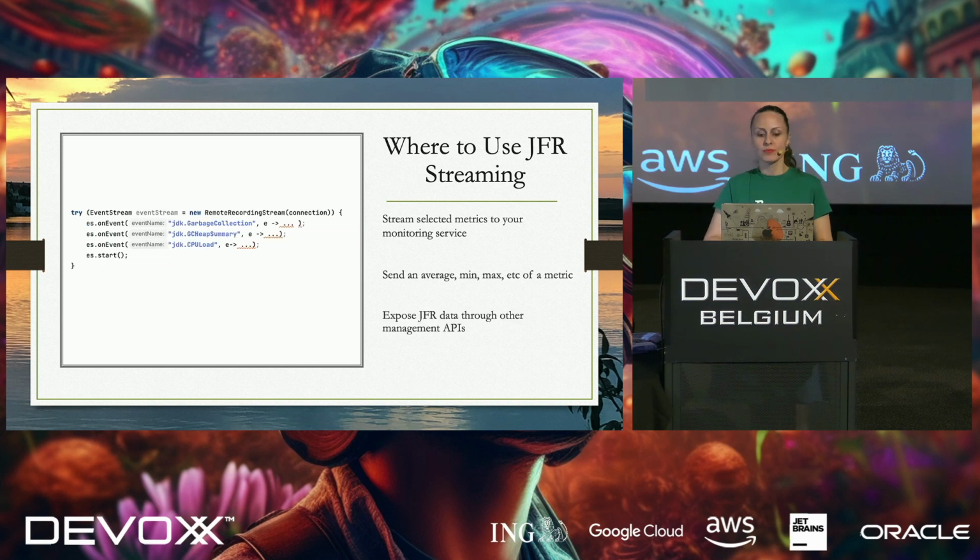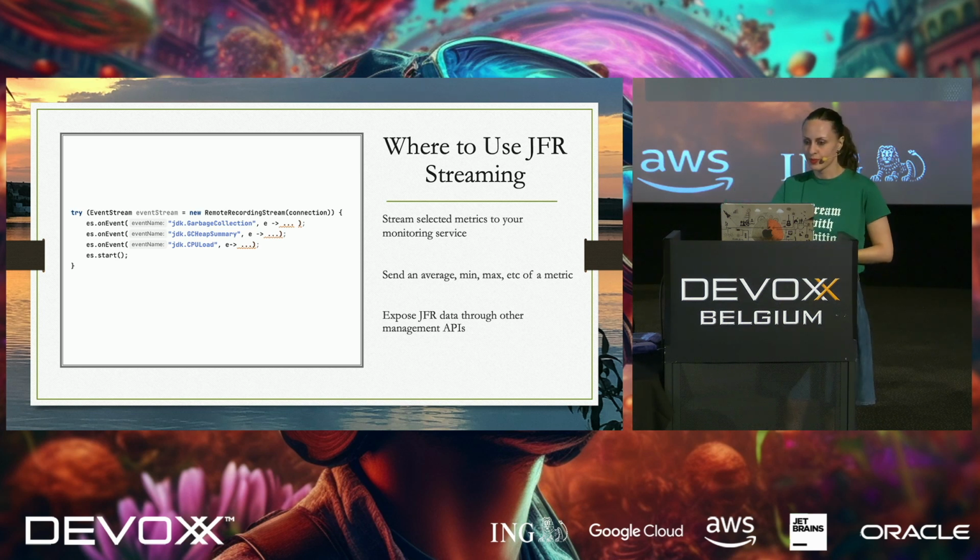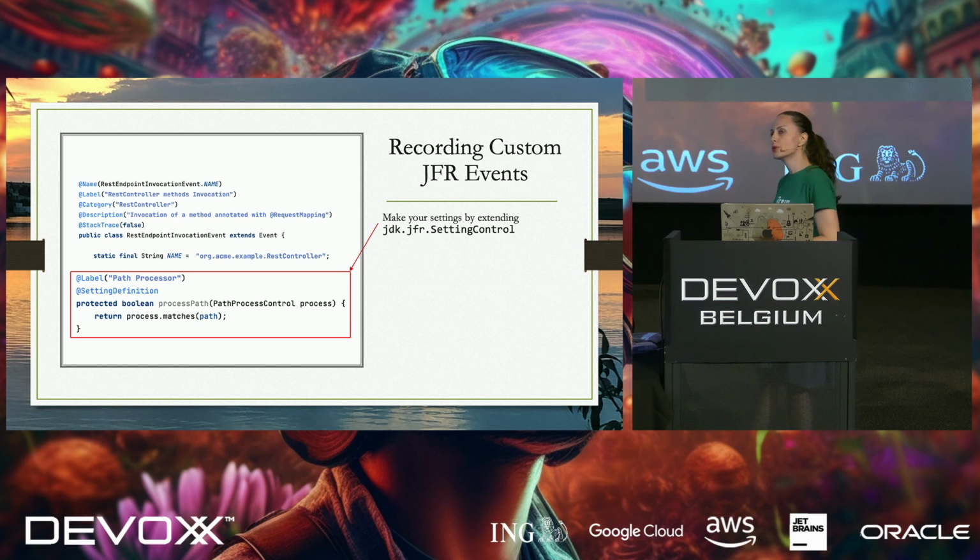And also those events can be directly connected to an MBean server connection, for example, like in this case. You can always expose the JFR data through other management APIs. That's possible. Now, you can also record your own custom events. So if you feel that what's available within the current events about the JVM is not enough for me, I would like to capture my own events.